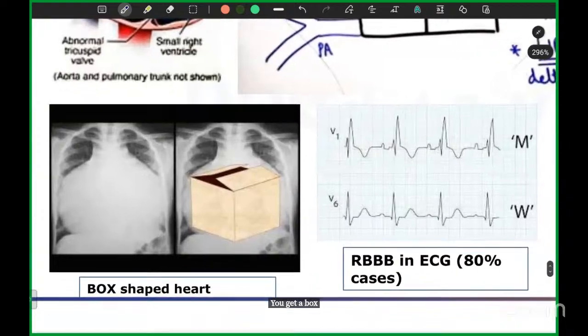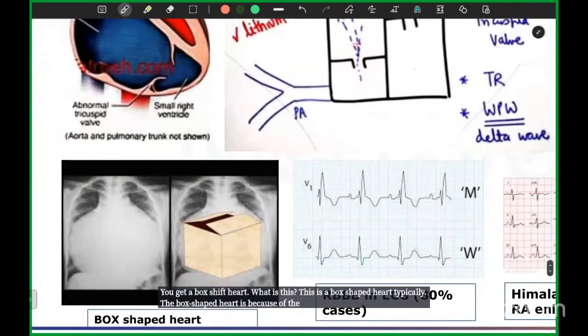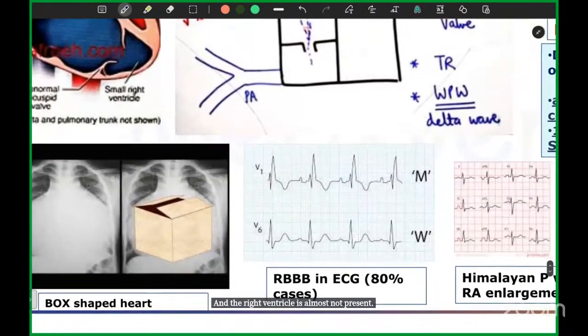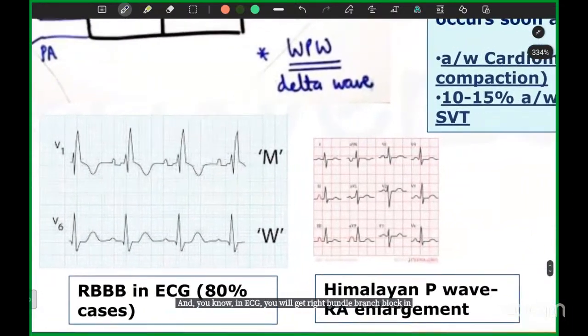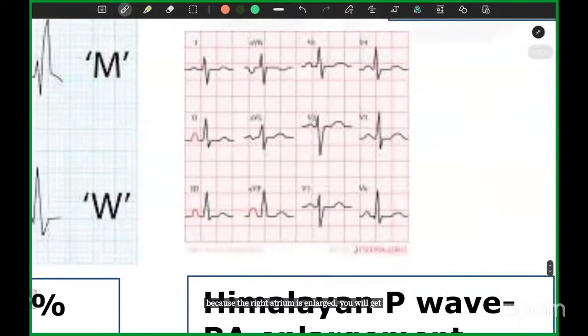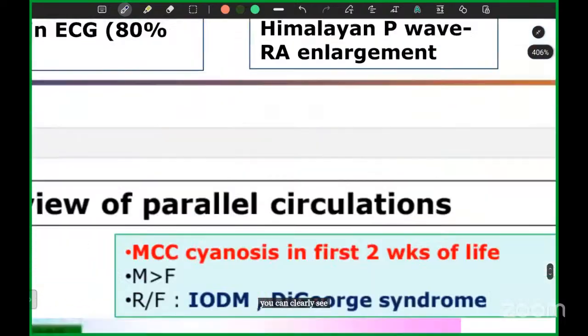What is this? This is a box-shaped heart typically. The box-shaped heart is because of the enlarged right atrium, and the right ventricle is almost not present. And in ECG, you will get right bundle branch block in almost 80% cases. Because the right atrium is enlarged, you will get Himalayan P waves. You can clearly see a large P wave.